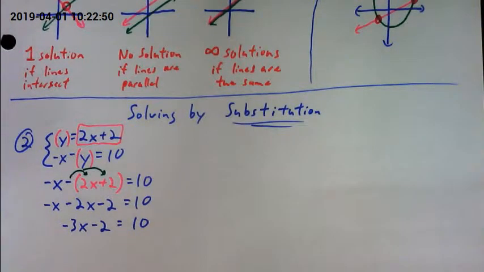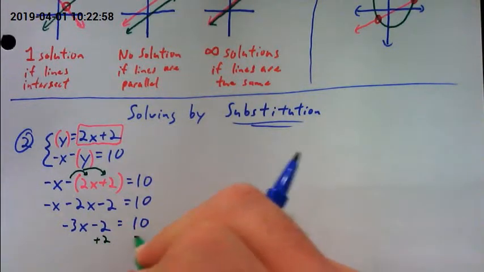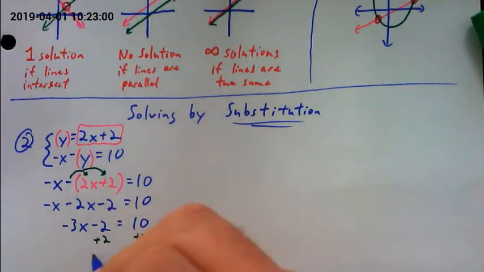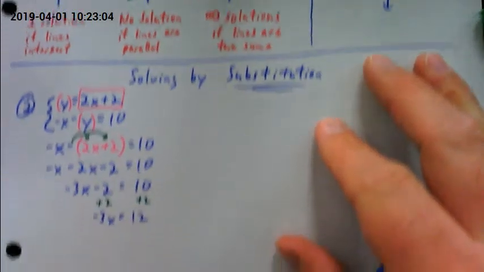We don't have any more like terms, but now we could go ahead and isolate the variable. So we want to get this variable x all by itself. So we could bring that negative 2 over to the other side. So add 2 to get rid of it. So negative 3x equals 12.